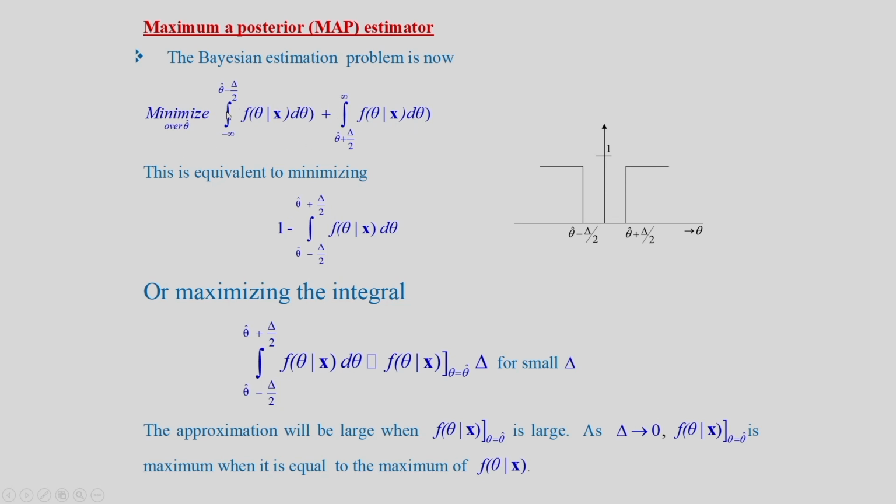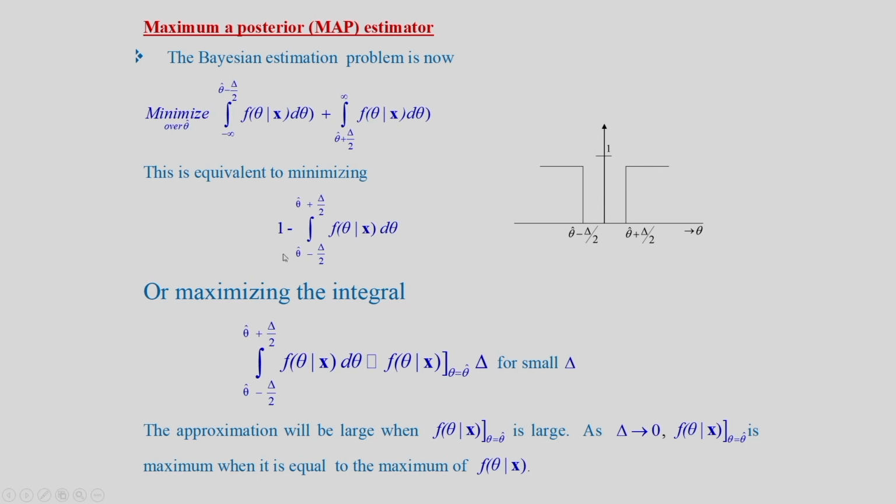Now, this expression is equivalent to the following, because if we integrate f of theta given x from minus infinity to infinity, we will get 1, since this is a density function. Therefore, this minimization problem can be expressed as the equivalent minimization problem of 1 minus the integral from theta hat minus delta by 2 to theta hat plus delta by 2 of f of theta given x d theta.